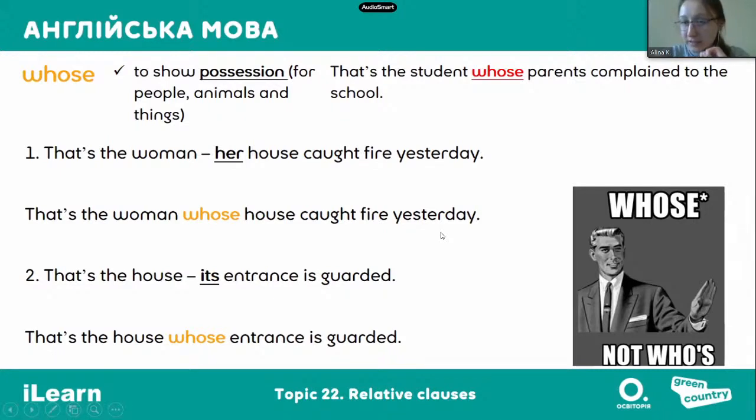But one important thing here, what do you think? Can we omit this relative pronoun or not in a sentence? Can we omit it?